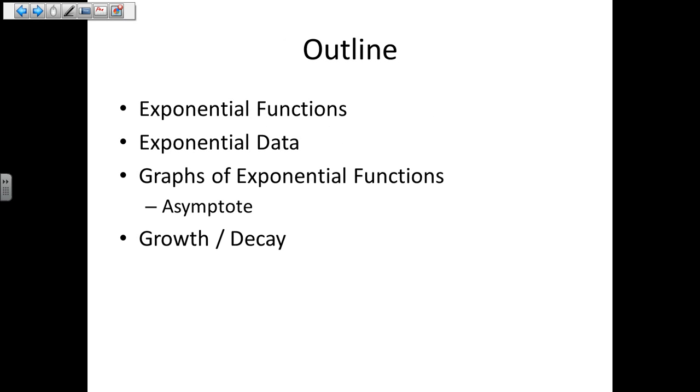Our outline for the video: we'll start by talking about what an exponential function is. We'll take a look at some exponential data. Then we'll take a look at some graphs of exponential functions. And then we'll take a look at some growth and decay.